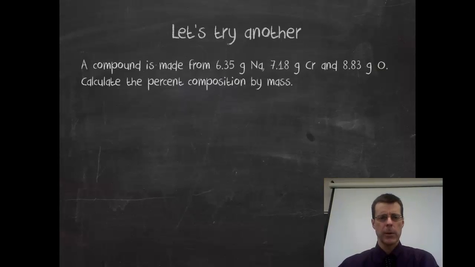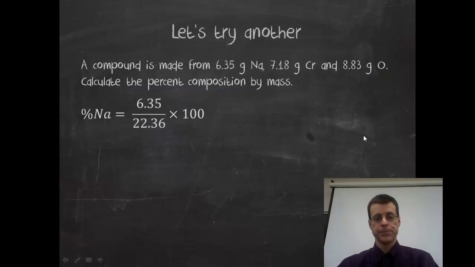Try another one. It's kind of the same idea, except a little bit bigger. Now I've got 3 types of atoms, just like I had 3 types of jelly beans. I've got a mass of one, a mass of the other, a mass of the third. The question is asking the same thing, percent composition by mass. Find the mass of sodium.